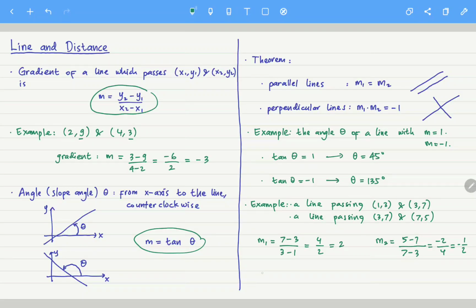So from this we can see that if we multiply m1 times m2, so it is 2 times -1/2, we will get -1. So in this case the two lines are perpendicular.